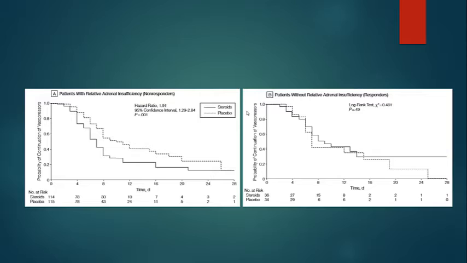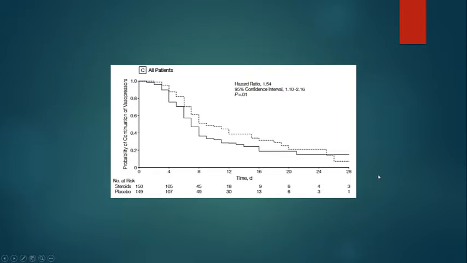But they didn't just look into that. They also looked at the continuation of when they were able to take off pressors. Again, on the left, the patients who were non-responders or had a positive test, as we can see, they start taking off, and we're taking off early for the patients who received steroids compared to the patients who were not receiving steroids.